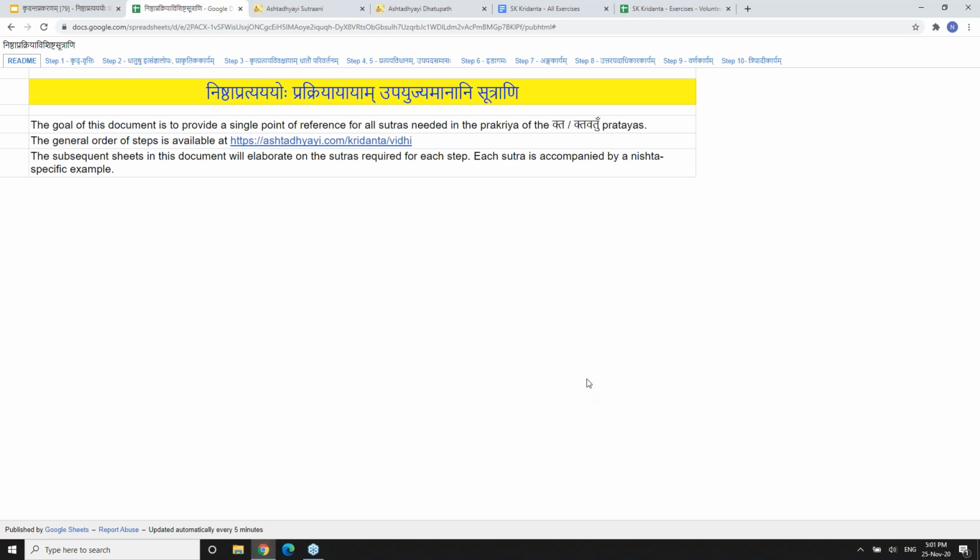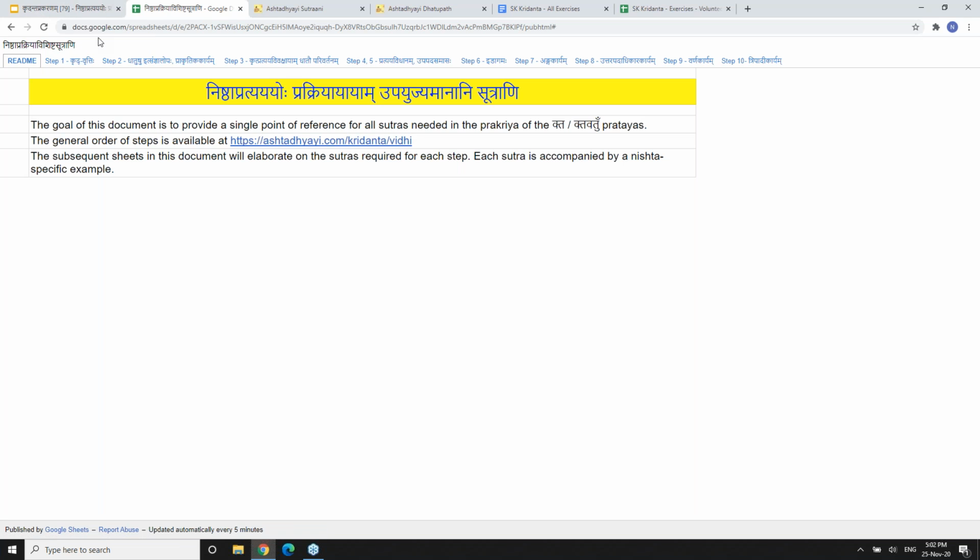So now if you look at the same sheet over here, it actually says nishtha pratyayoho prakriyayam upayujyamanani sutrani. So all the 10 steps associated with the nishtha prakriya have now been captured in this single document. So you can start on the top. Look at this. There is a step number 1 on the top.